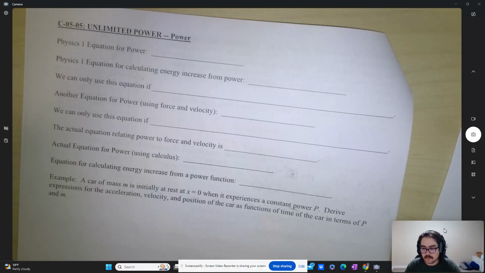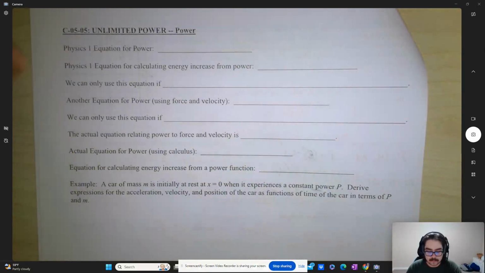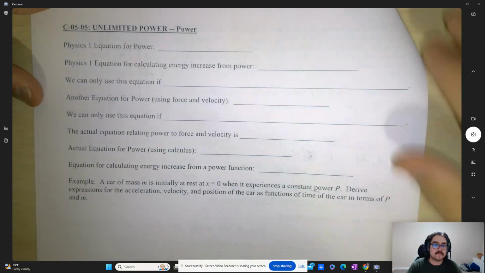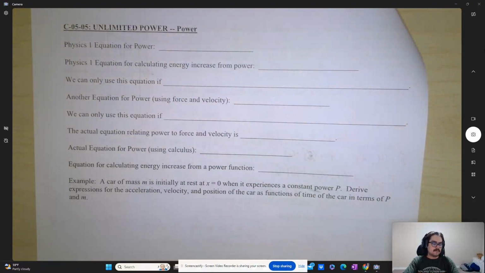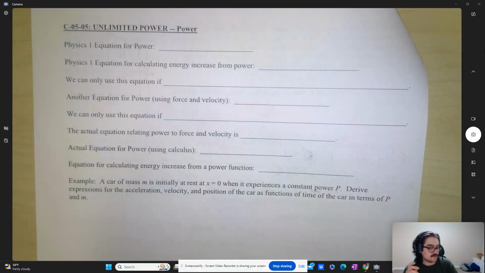Okay, we're back and we're talking about power. Unlimited power, to quote Emperor Palpatine. Okay. Now, by the way, I got a green pen that actually shows now, so that's kind of cool. I had one sitting on my ledge over here.